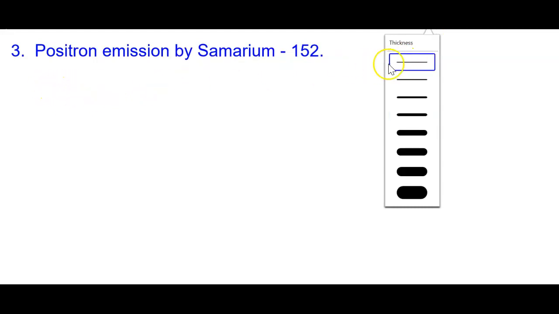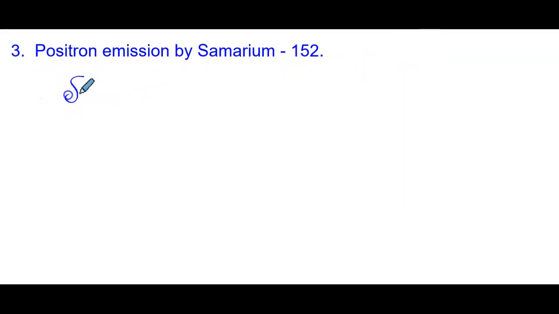So SM, samarium 152. So SM 152 goes on top. And I'm going to figure out what the atomic number is. Find samarium on my periodic table at 62. It says positron emission. So the positron has to be emitted or given off afterwards.